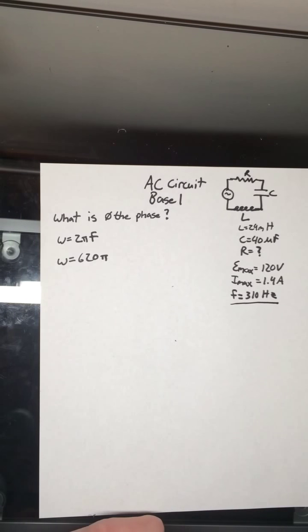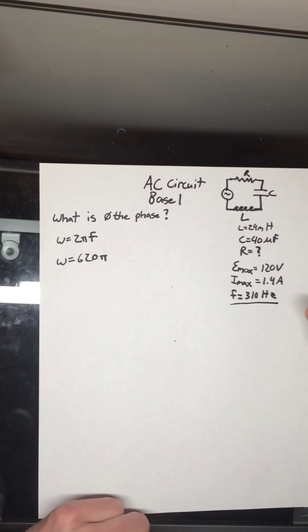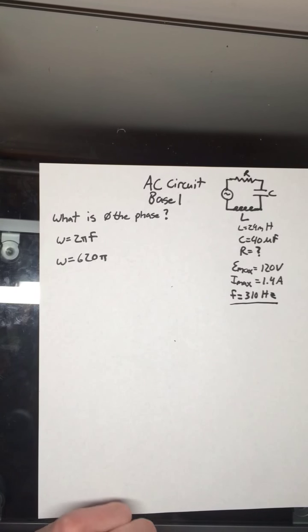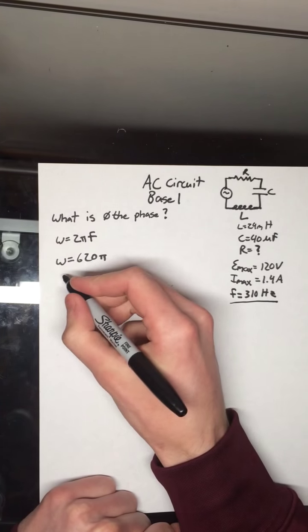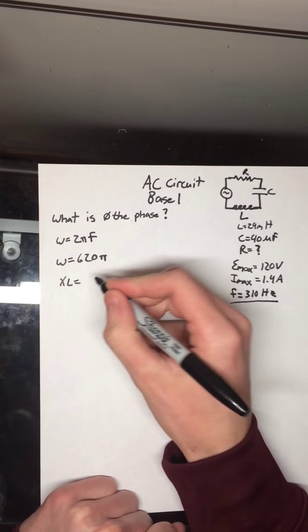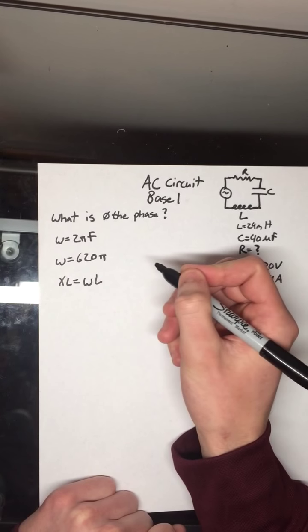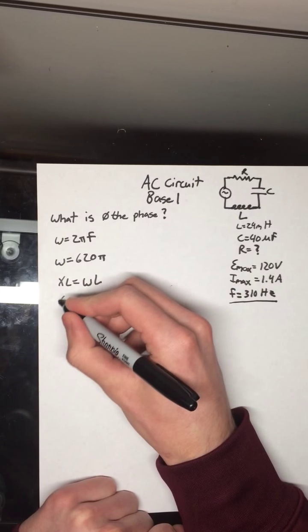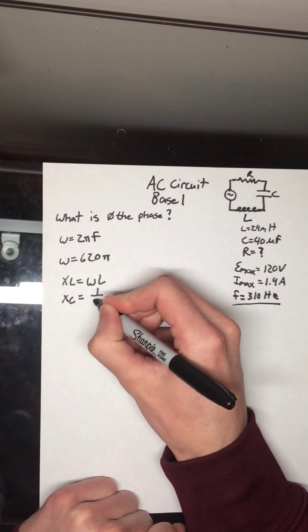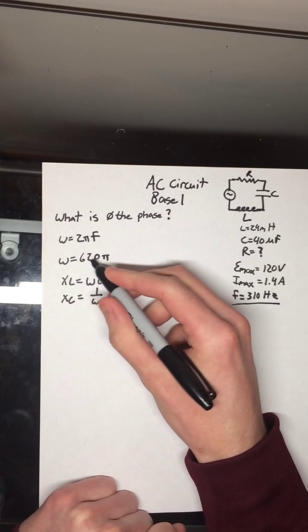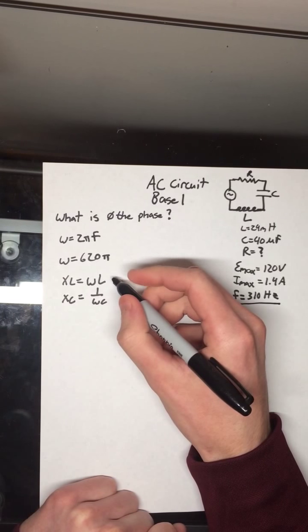Well, generally the first approach that I like to take with these problems is I like to find the resistance in the capacitor and the inductor, and as you know, XL, resistance in the inductor, is equal to omega L, and you know that XC equals 1 over omega C. Okay, we know omega, we know L, so we can immediately find these right away.